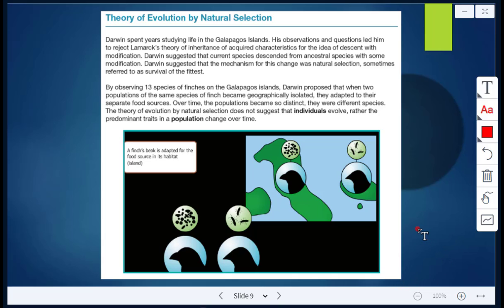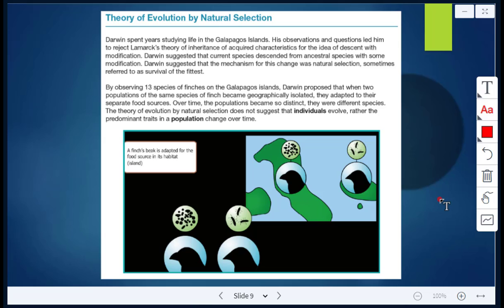Okay, so here we're looking at the Galapagos Islands, and we've got two examples here of finches and their food source as well. So Darwin spent years studying life in the Galapagos Islands, and his observations and questions led him to reject Lamarck's theory of inheritance of acquired characteristics for the idea of descent with modification. So Darwin suggested that current species descended from an ancestral species with some modification, and he suggested that the mechanism for this change was natural selection, sometimes referred to as survival of the fittest.